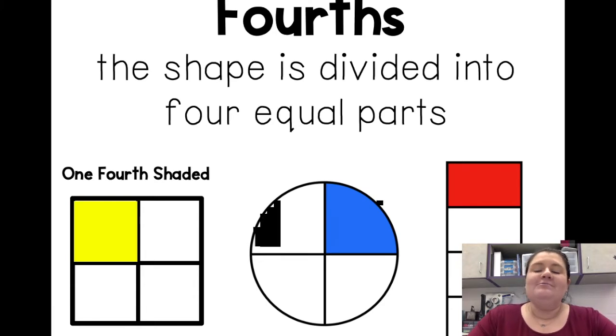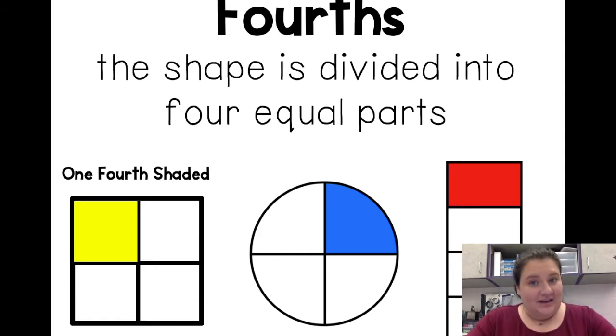Then we have a rectangle. This rectangle is also divided into fourths. Again, each of these parts are of an equal size. Now, if you notice, each one of these shapes has one piece that is a color. This is 1/4. So that is part of a fraction. So 1/4 of the shape is shaded in the square, 1/4 of the shape is shaded in the circle, and then 1/4 of the shape is shaded in the rectangle.